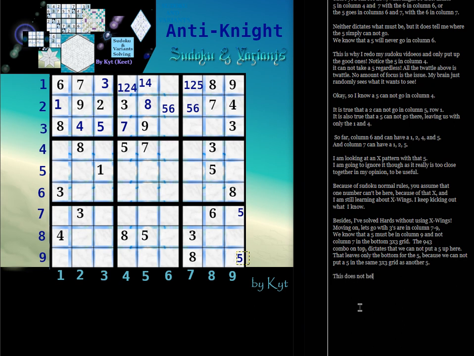This does not help us on top, as we already knew that the 5 must go in column 7 on top. Oh God.